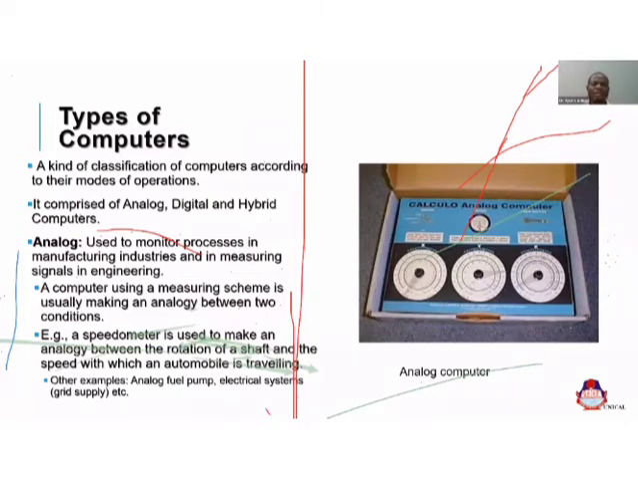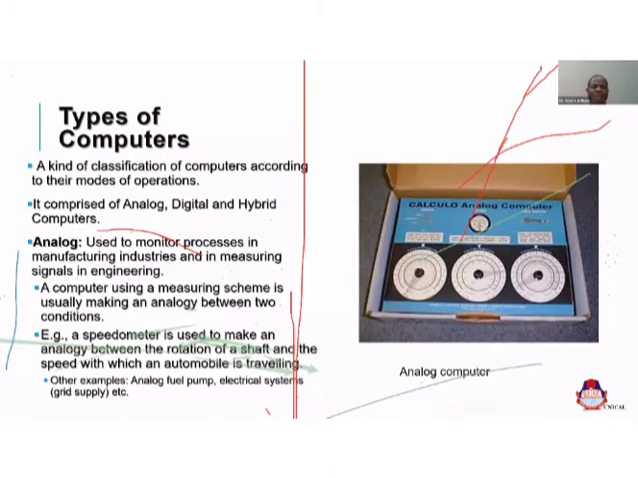Like I said, it's a classification according to the modes of operation of computers, and there are 3 modes of operation. So we categorize computers in terms of types into 3. You have analog computers, digital computers, and hybrid computers. An analog computer is used to monitor processes in a manufacturing industry, and it is used in measuring signals in engineering. Most measuring devices, voltmeters and all that, are examples of analog computers.